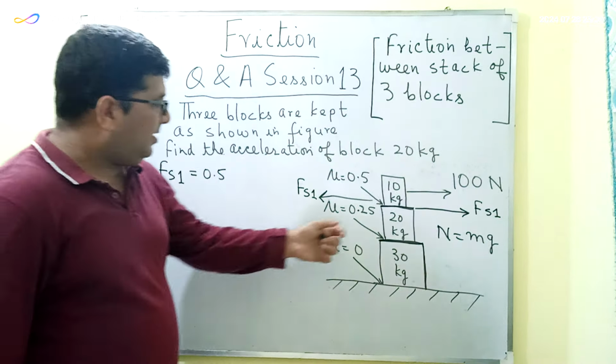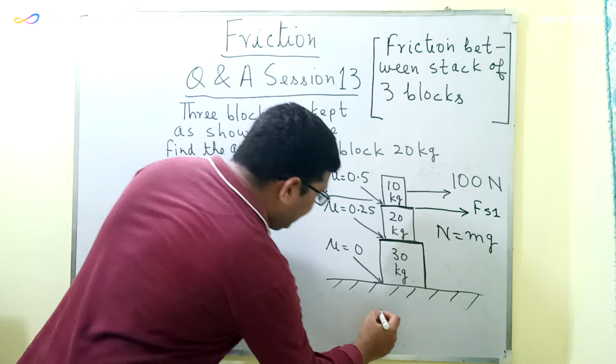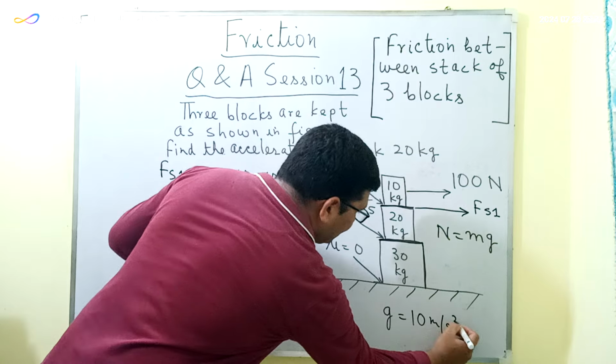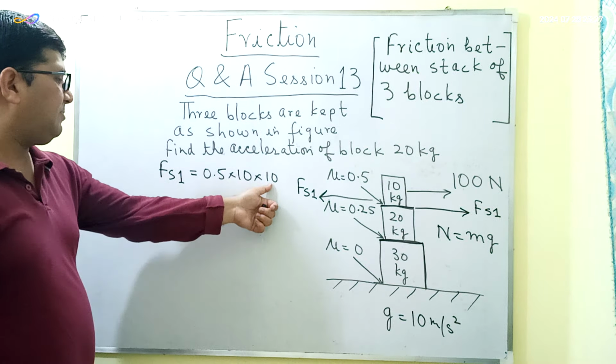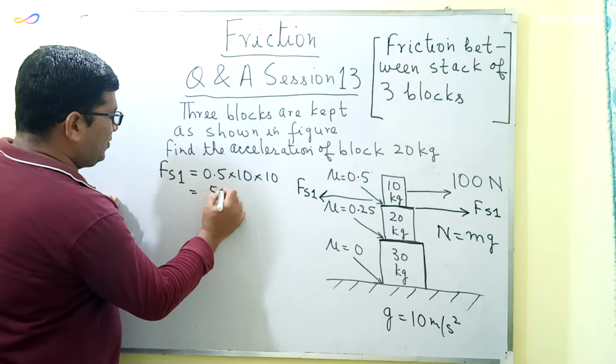at this surface. So the value of g in this question is to be taken as 10 meter per second square. So I have taken the value of g as 10 meter per second square. So the force of friction is equal to 50 newtons.